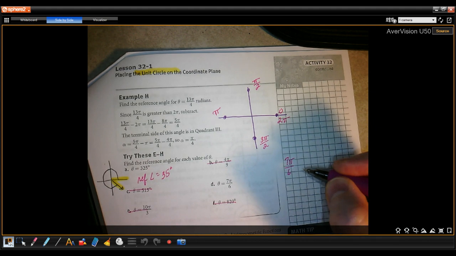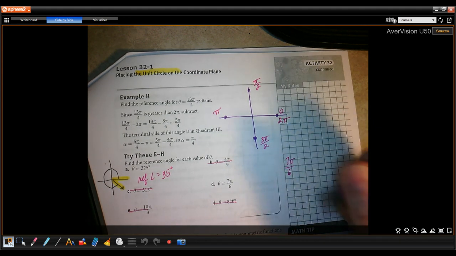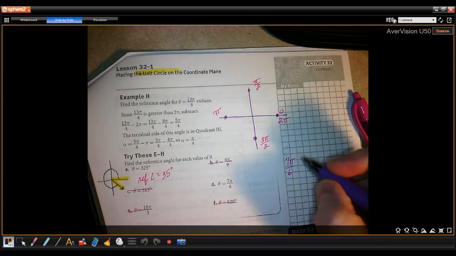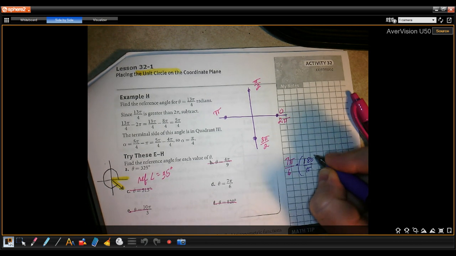What degree is that? Okay. Also, I noticed, please be sure you show your work. Showing your work looks like this. You're showing me that you're multiplying by 180 over pi. This is how you show your work.